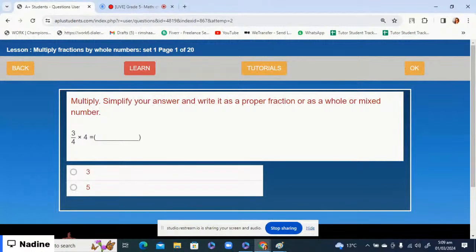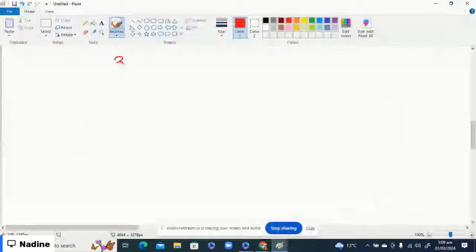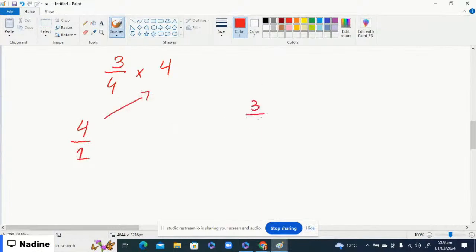Write 3 by 4 times 4. Let's do it. First of all, convert 4 into a fraction. This becomes 4 over 1. Now put it in place: 3 by 4 times 4 over 1. Multiply. 4 times 3 is 12. 4 times 1 is 4.